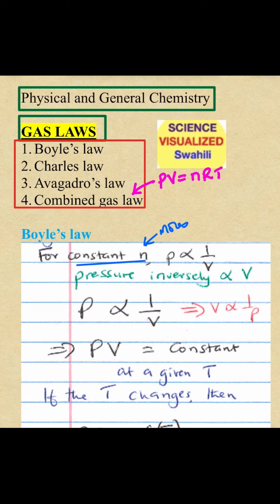Hello, today we're looking at gas laws, where we're going to be looking at Boyle's law, Charles' law, Avogadro's law, and the combined gas law, which says PV equals nRT.